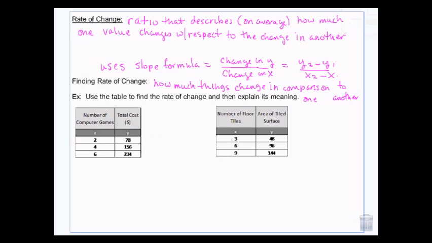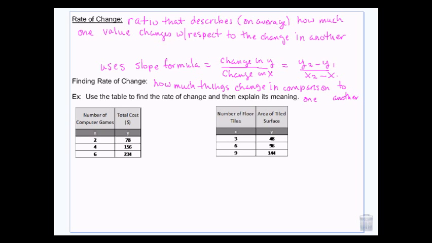Rate of change is really applied slope. And by applied slope, I mean it's a slope of a line or whatever that is associated with items. So like when we did on the test, we had the mango function. So the rate of change would be how the price of the mangoes increases versus how many mangoes you buy. That would be the rate of change. So here we have computer games versus their cost, floor tiles versus the area that they cover. And that's what rate of change is.